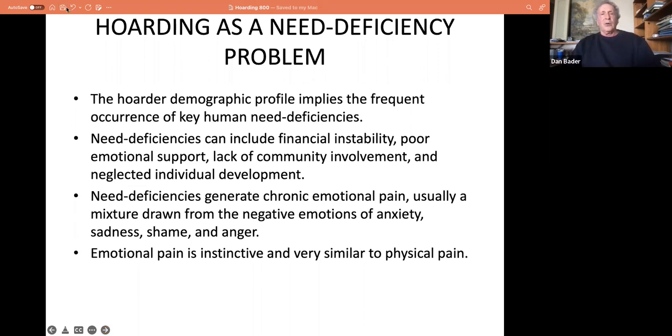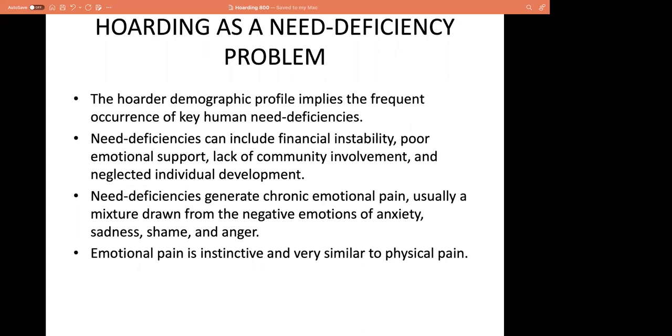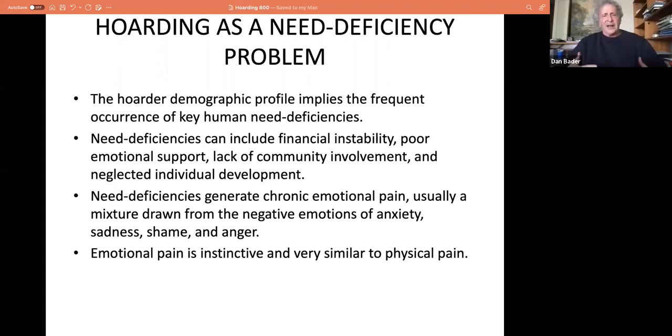Okay, so I'm going to talk here about hoarding as a need deficiency problem. And by need, I'm talking about our needs as human beings. We have to have our basic needs taken care of or we're going to suffer considerable emotional problems and pain. So the hoarder demographic profile implies the frequent occurrence of key human need deficiencies. Need deficiencies can include financial instability, poor emotional support, lack of community involvement, and neglected individual development.